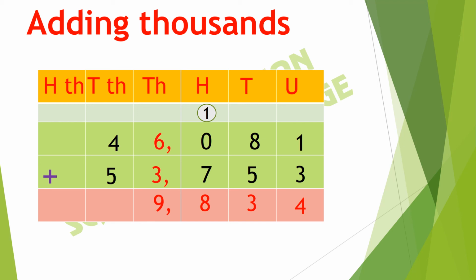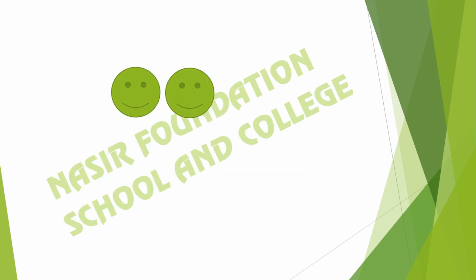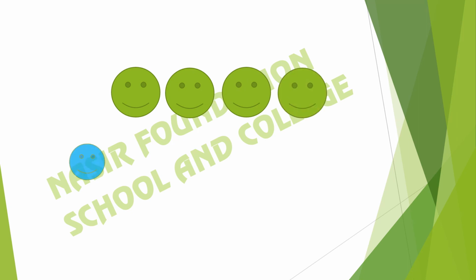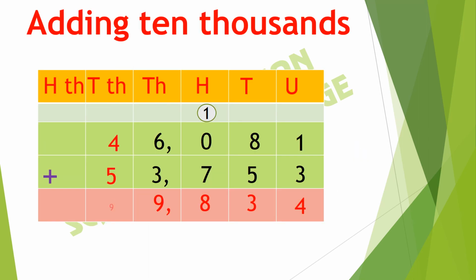After the addition of thousands, we will add 10,000s. In 10,000s, there is 4 and 5. Now add 4 and 5. 1, 2, 3, 4. To 4, we will add 5. 5, 6, 7, 8, 9. Here it comes 9 in the 10,000s column.